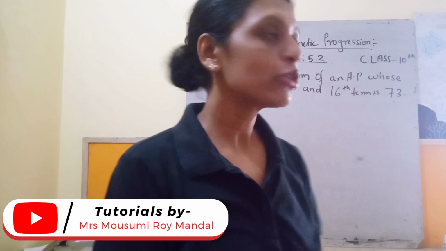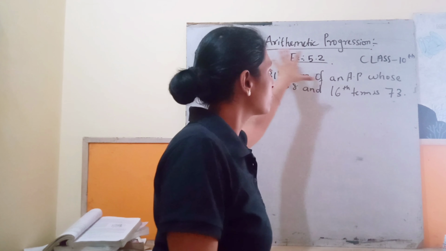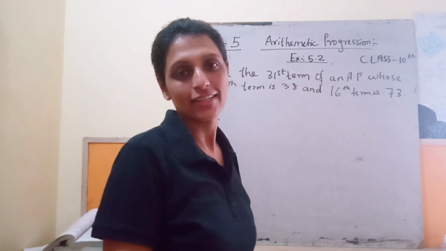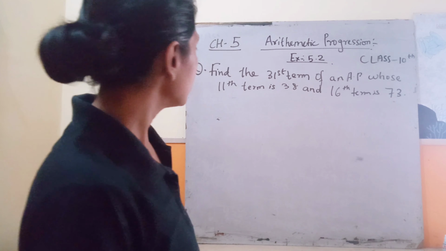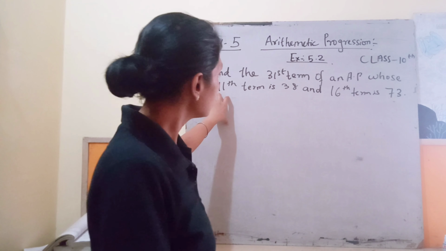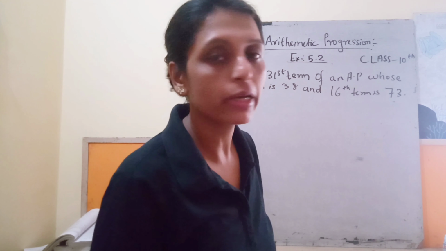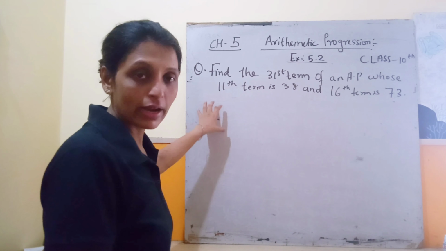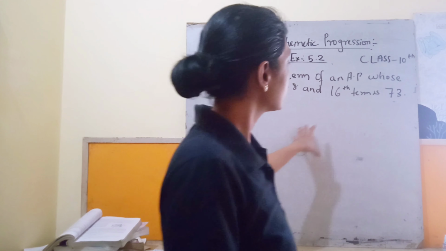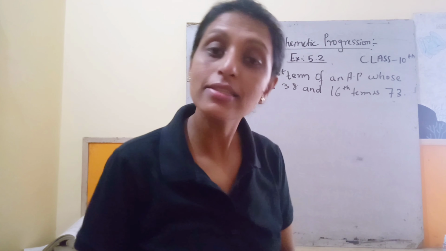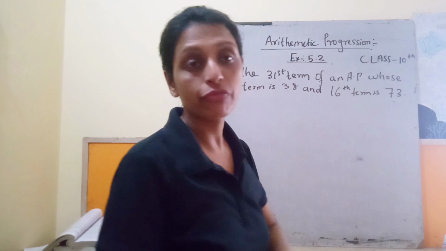In this video I am going to explain the word problem of chapter 5, Arithmetic Progression, of class 10th, exercise 5.2. In this word problem it is given that we have to find the 31st term of an AP, that is arithmetic progression, whose 11th term is given as 38 and the 16th term is given as 73.